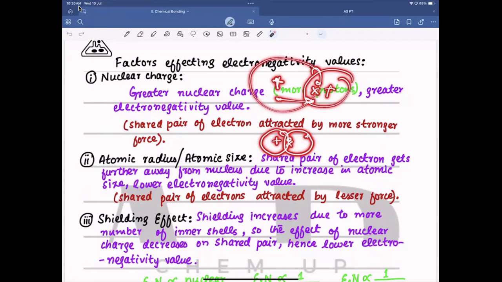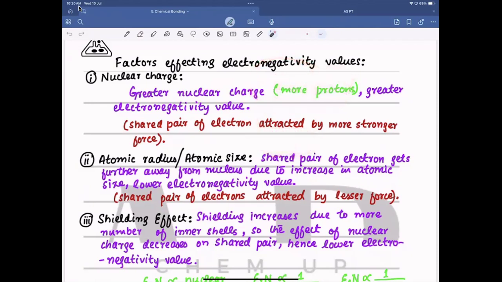The shared pair gets further away. Don't talk about the other nucleus, just compare these two. So due to the bigger size, the shared pair gets further away. That's fine. So what happens as a result? As the nucleus and the shared pair are away from each other, the forces of attraction get weaker. The electronegativity decreases. Very good. Is this clear? Yes, sir.